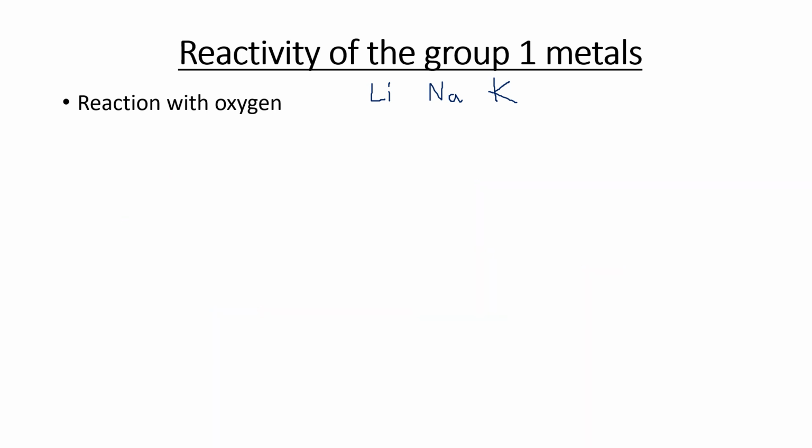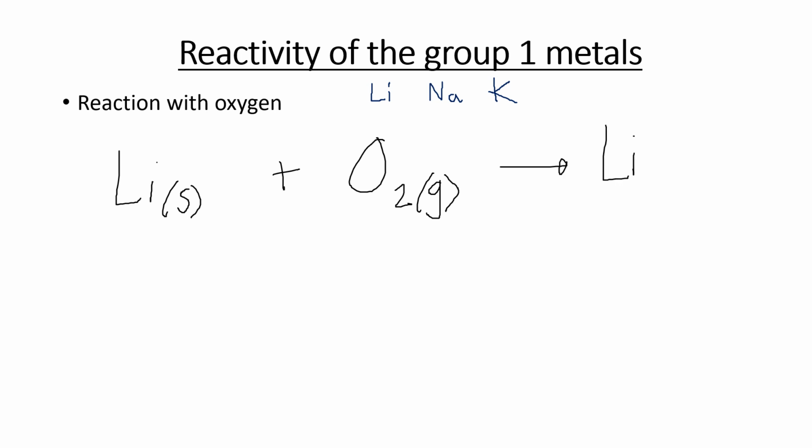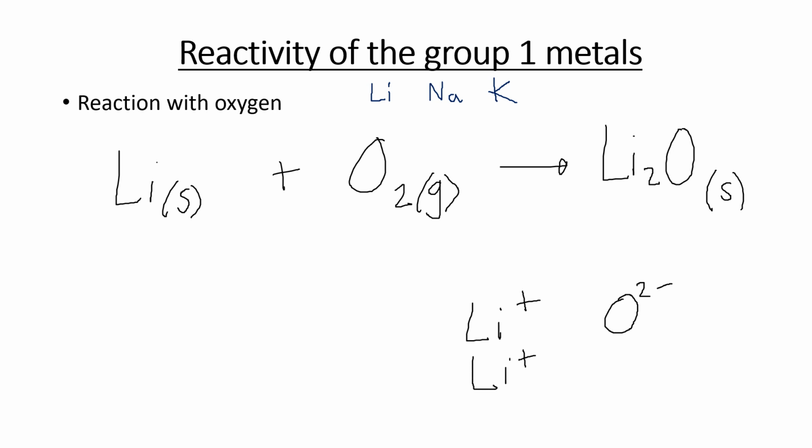So all of these metals will react with oxygen, and they'll react with oxygen more easily as you go down the group. So let's just take one as an example. If you take lithium, lithium is a solid, react it with oxygen, which is a gas, and you form lithium oxide, which is Li2O. The lithium is effectively rusted there. And if you're wondering where that formula came from for lithium oxide, lithium forms 1+ ions, Li+, oxygen forms O2- ions, and therefore you need 2 lithiums for every 1 oxygen.